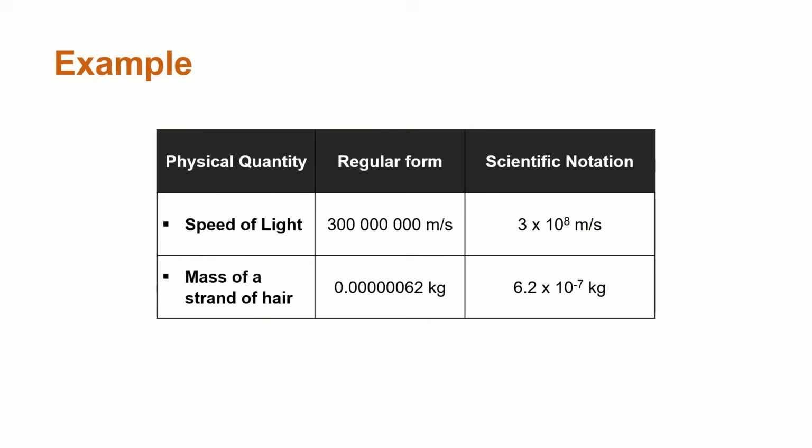So, concept builder. Here is another example: the speed of light. We see in books that instead of writing 300 million meters per second, they use 3 times 10 raised to 8 meters per second, or 2.99 times 10 raised to 8 meters per second. For the mass of a strand of hair, how heavy is a strand of hair? It is 0.0000062 kilogram. Written in scientific notation, it is 6.2 times 10 raised to negative 7 kilogram.